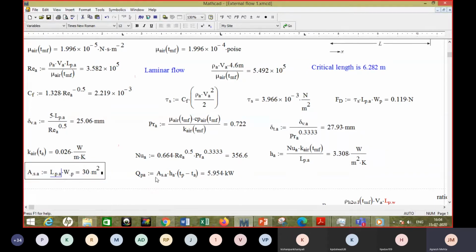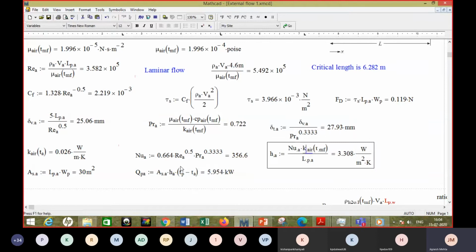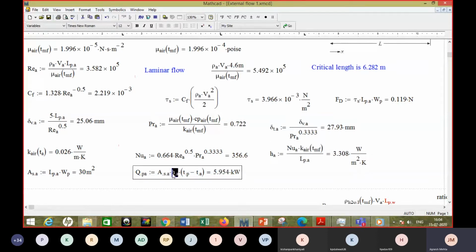So what is the heat transfer rate? h A delta T, right? So h, the heat transfer coefficient, which you already found here, and the area of the plate, which is nothing but length into width, and the temperature difference is nothing but the plate surface temperature, which is 90, and T infinity, which is 30. So with the help of that, you get 5.954 kilowatts. So that's around 6 kilowatt from this plate, which is actually a very big plate, 10 meter by 3 meter.